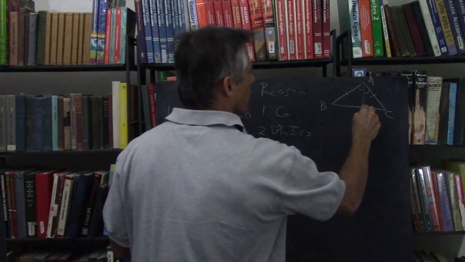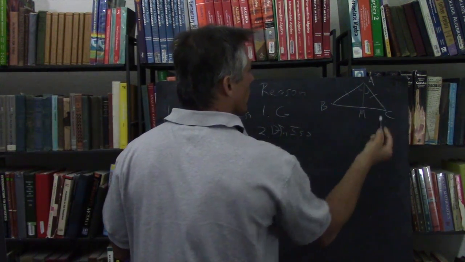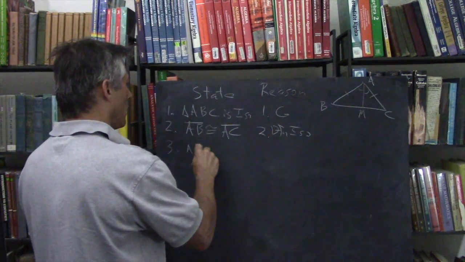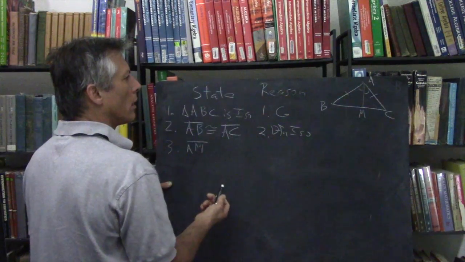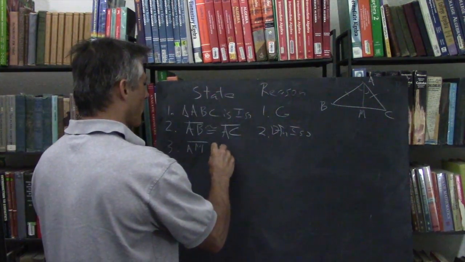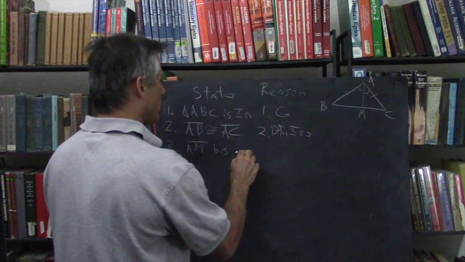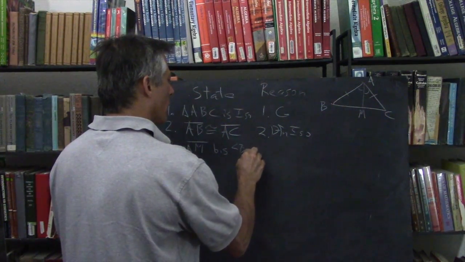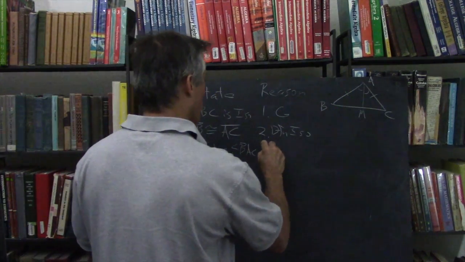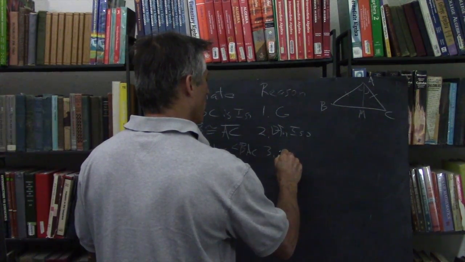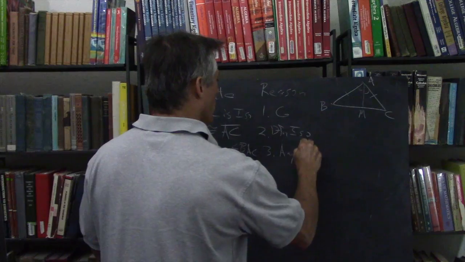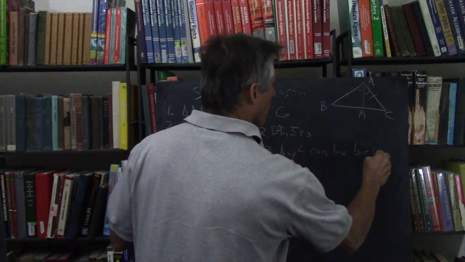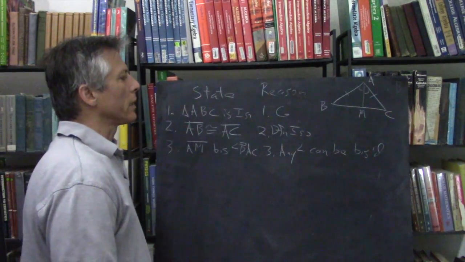So put a M down here. So we got AM bisects angle BAC, because any angle can be bisected.